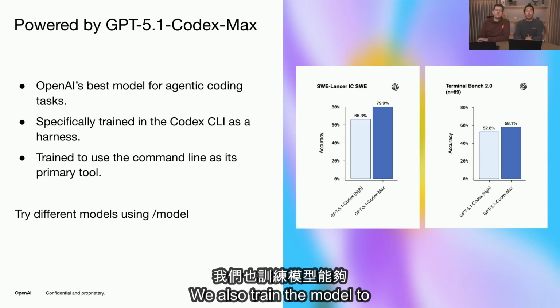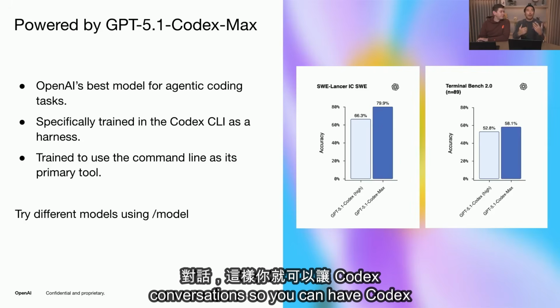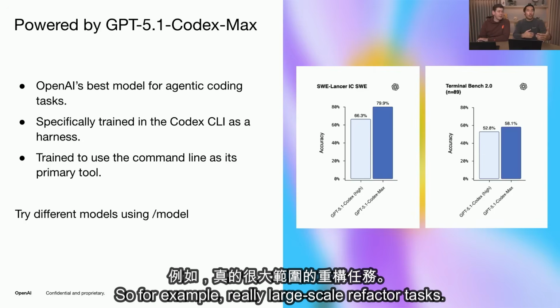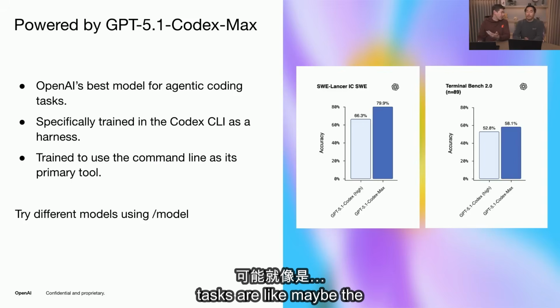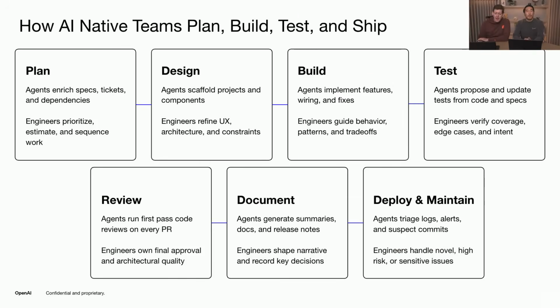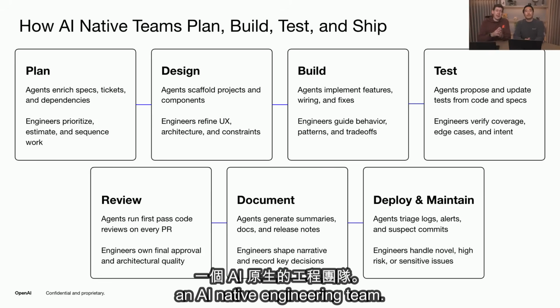We also train the model to be able to accurately auto-compact long conversations, so you can have Codex work for you on longer running tasks. So for example, really large-scale refactor tasks. Yeah, Windows support and those long-running tasks are maybe two of the biggest feature requests we've been getting with Codex. Definitely. And we also recently published a guide that tells your team how to build an AI native engineering team.